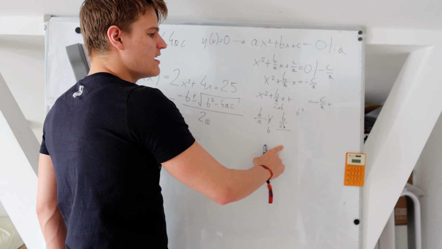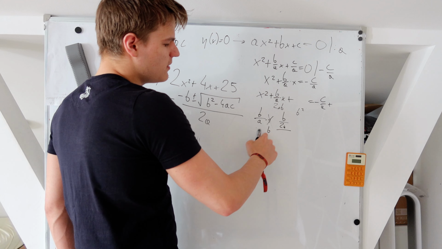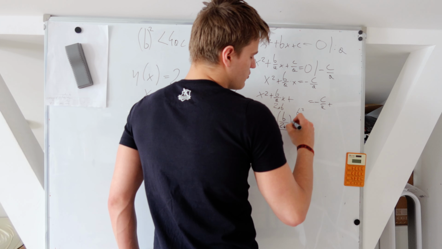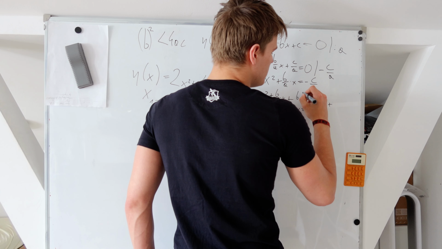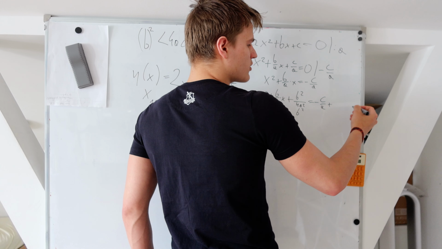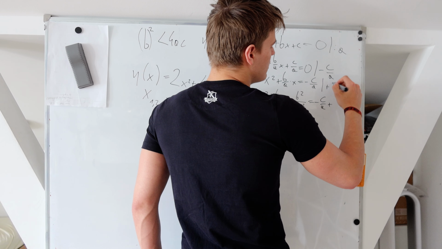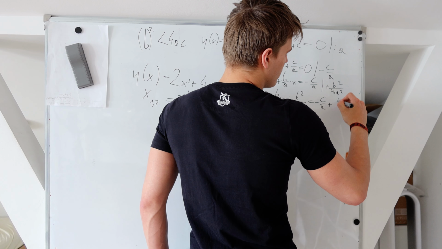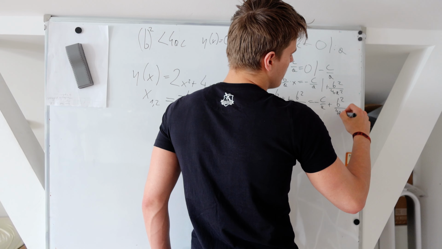But the problem is that it's b squared. So our b is not b over 2a, but our b squared is of course b over 2a to the power of 2. So we have b squared over 4a squared plus, and of course we have to do that on the other side as well. Just to make that legitimate, let's write that here. We have b squared over 4a squared.